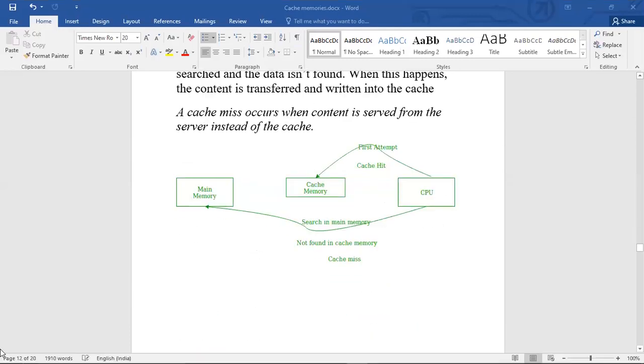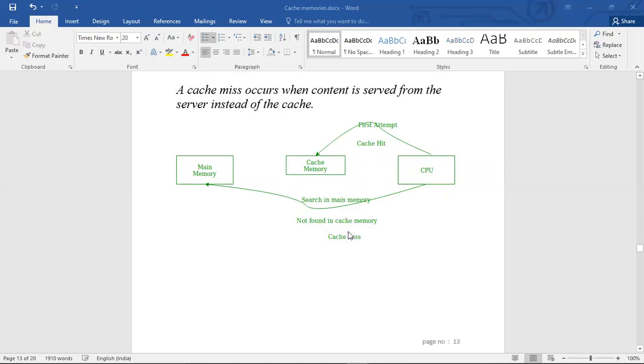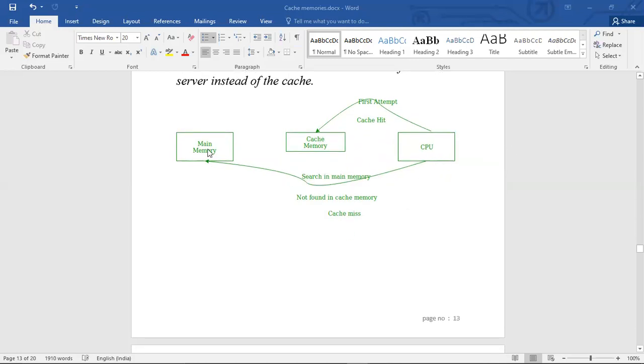So here you can clearly observe, from the main memory, whenever the user is trying to access from the CPU and cache and main memory. Whenever the CPU tries to access the data from the cache and it is available on the first attempt, we call it a cache hit. And if the cache doesn't have the data and the CPU goes directly to the main memory, then we call it a cache miss.